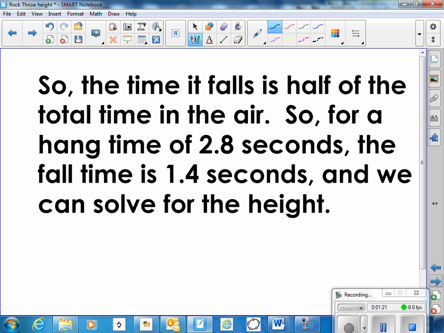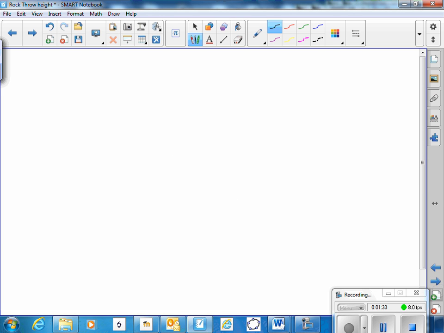So half of that time it's going up, half of that time it's going down, and we can solve for the height. Now we can verify that with a high-speed video camera, and we will do that. Not in this lesson. In this lesson, we're just going to say, okay, well, if that rock fell for half of the 2.8 seconds, then this equation is equal to 0, and we can find the height.